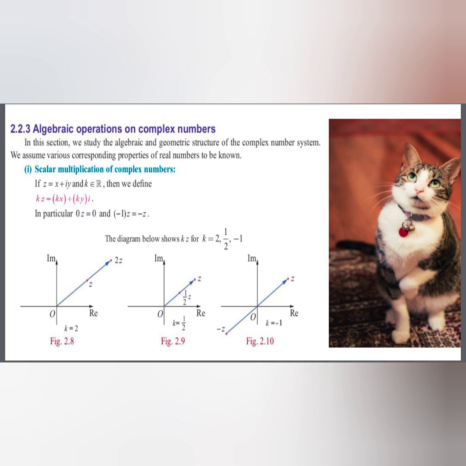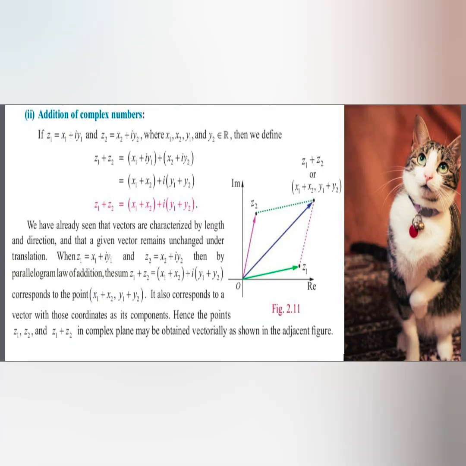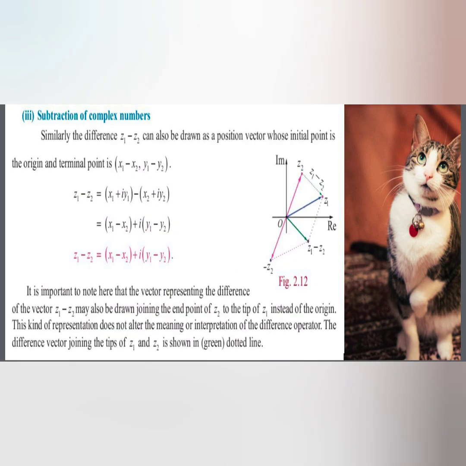First one, scalar multiplication of a complex number. That is, a given complex number z is equal to x plus iy can be multiplied by a scalar, any scalar k. Okay, so it is applicable for both the real and imaginary part. Now second one, addition of complex numbers. If z1 is equal to x1 plus iy1 and z2 is equal to x2 plus iy2, the real parts have to be added together and the imaginary parts have to be added together. That is, z1 plus z2 is equal to x1 plus x2 plus i into y1 plus y2.